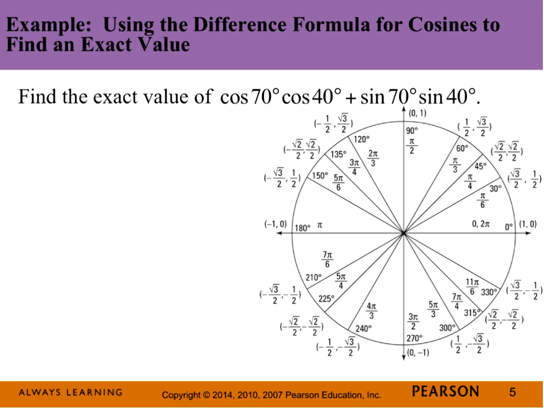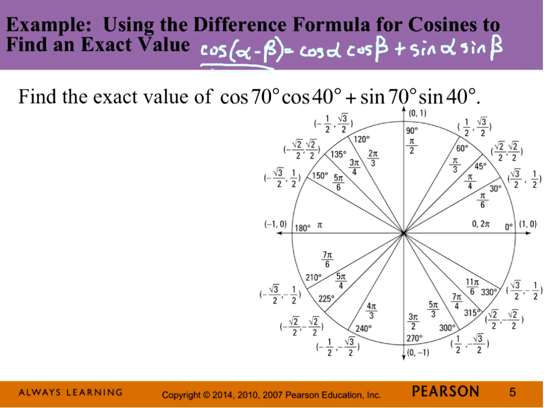Okay, so I'm just going to write the formula that we're going to use here to work with the cosine of 70 degrees times the cosine of 40 degrees plus the sine of 70 degrees times the sine of 40 degrees. That should look very much like the setup for the formula that we just used, the cosine difference formula. So once again, we have the cosine of alpha minus beta equaling the cosine of alpha times the cosine of beta plus the sine of alpha times the sine of beta. So now you can see why I said this fits the bill for the cosine difference formula there.